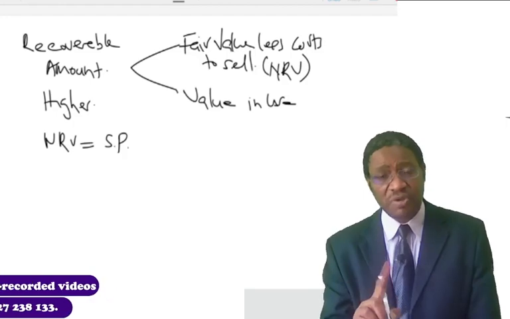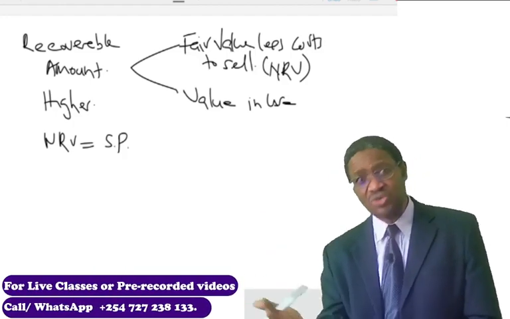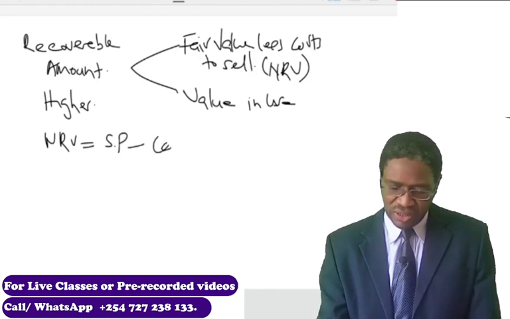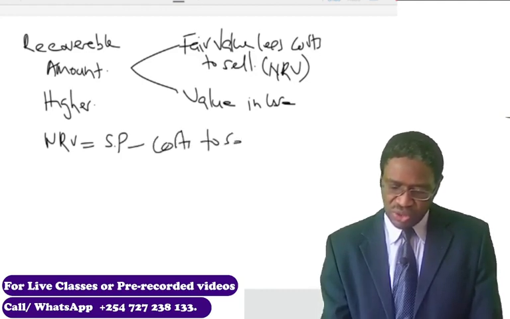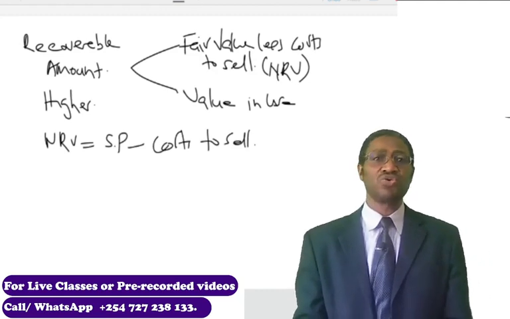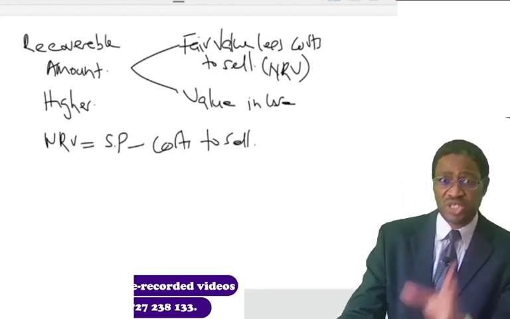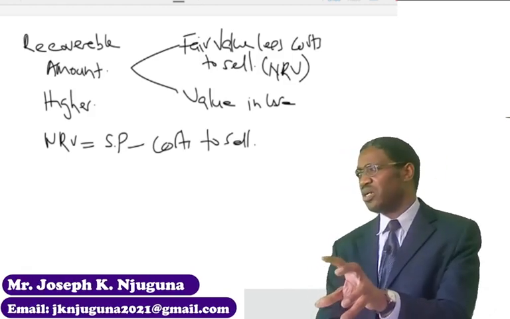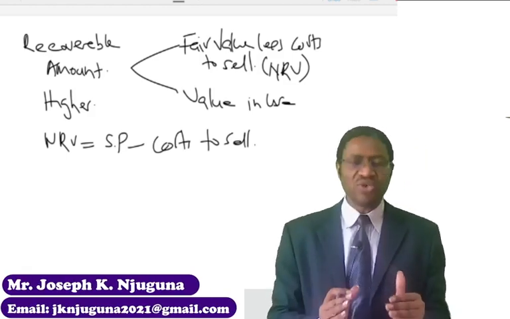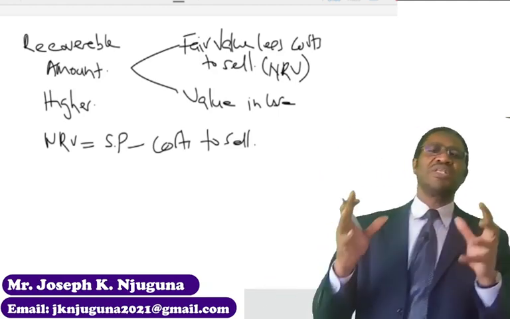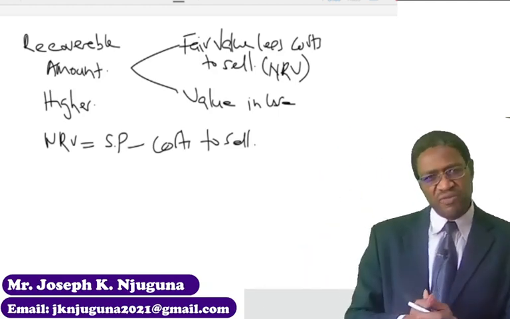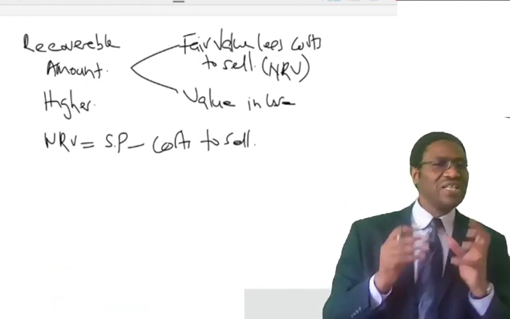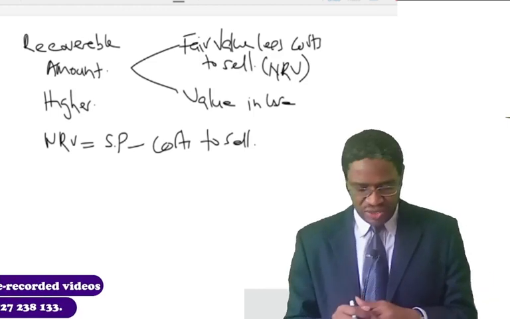You take the selling price, which is also known as the market value or the fair value, and you minus costs to sell. You minus any cost to do what? To sell. So you take the selling price of that asset, you minus any cost to sell, whatever is the figure you get, that becomes the net realizable value. So in simple, that's how we shall be getting what we are calling the net realizable value.